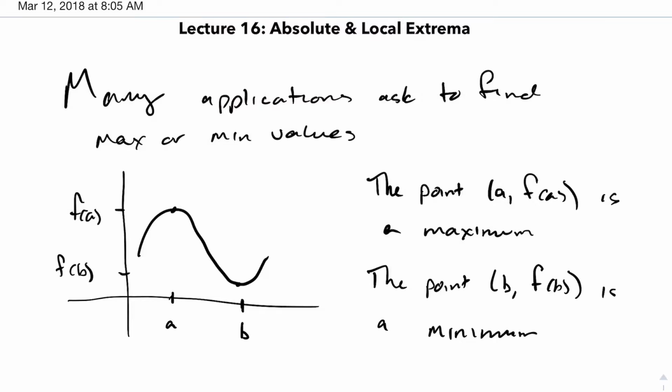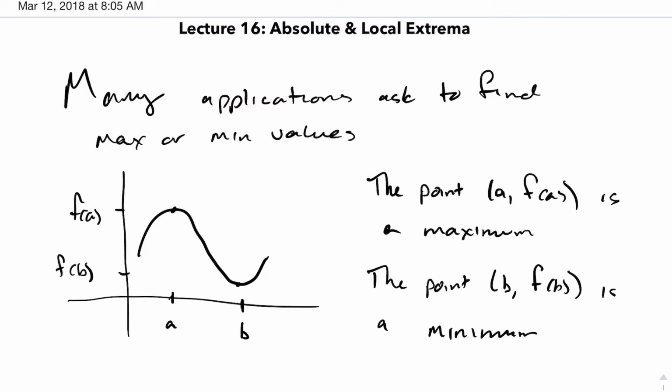Right? Many applications will ask us to find max and min values. Right? We might want to find the maximum profit or the minimum cost. We might want to find the maximum speed or the minimum acceleration needed for something.